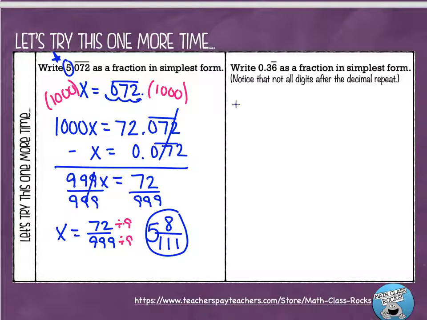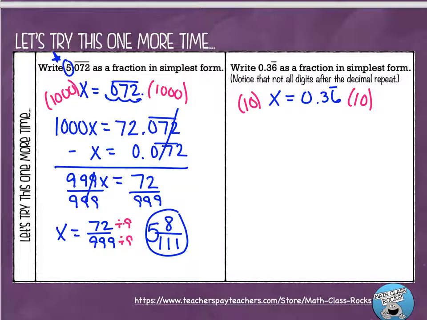Okay, this last one. Now this one is a little bit stranger, right? So I'm going to start out by writing my equation. X equals 0.36, and the 6 is repeating. Okay, we're going to multiply each side by 10, right? And remember, the exponent on the 10 is the number of digits that repeat. Well, only one number is repeating, right? This 3 isn't repeating, just the 6. So that means I'm going to multiply each side by 10, right? Don't mistakenly multiply each side by 100. Only one number is repeating.